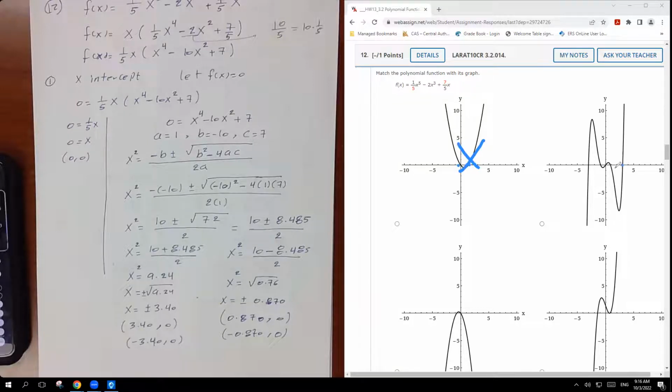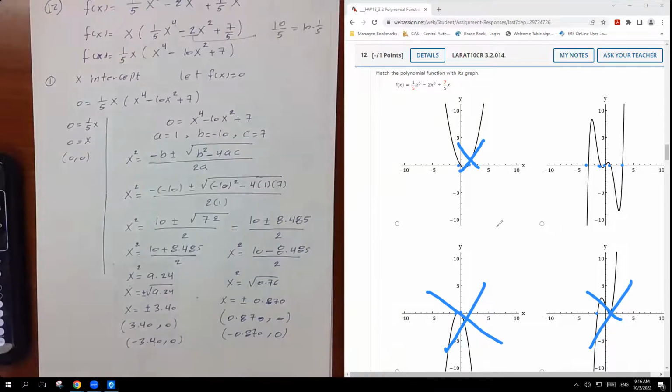I have 1, 2, 3, 4, and 5. I have 5 x-intercepts here. I have 1, 2, x-intercepts. That means I can't choose this one, I can't choose this one, and I can't choose this one. So this one is the right one.